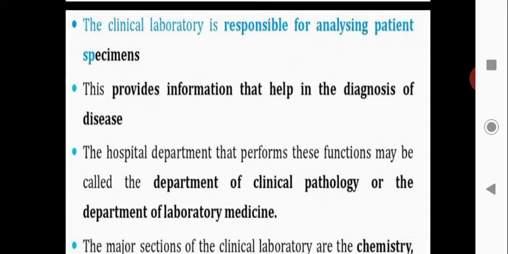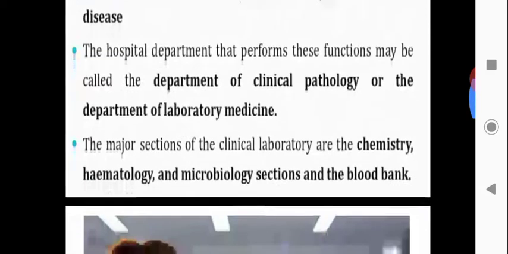The hospital department that performs these functions may be called the Department of Clinical Pathology or the Department of Laboratory Medicine, where these tests are performed. The major sections of the clinical laboratory are chemistry, hematology, microbiology, and the blood bank. Hematology is related to the blood cells, microbiology results in a detailed study of the blood cells, and the blood bank stores blood for emergency purposes.